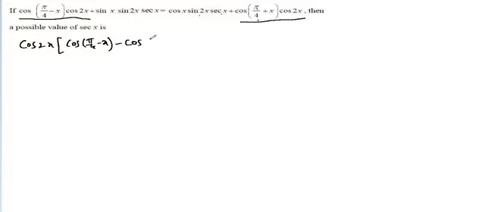Now the next problem: cos of 5 pi by 4 minus x into cos 2x plus sin x into sin 2x into sec x is equal to cos x sin 2x into secant x plus cos of 5 pi by 4 plus x into cos 2x. Then find the possible value of sec x. Here in this term cos 2x and in the last term cos 2x, take cos 2x common. That is cos 2x into cos of 5 pi by 4 minus x minus cos of 5 pi by 4 plus x.